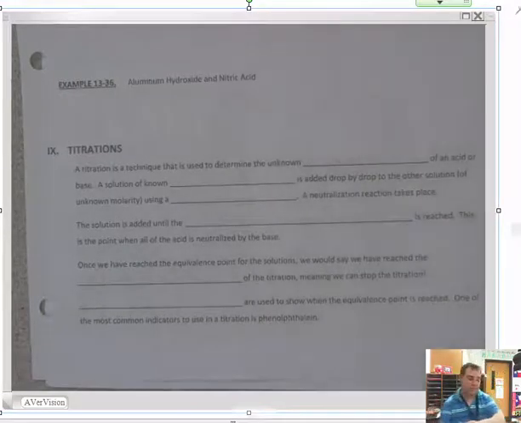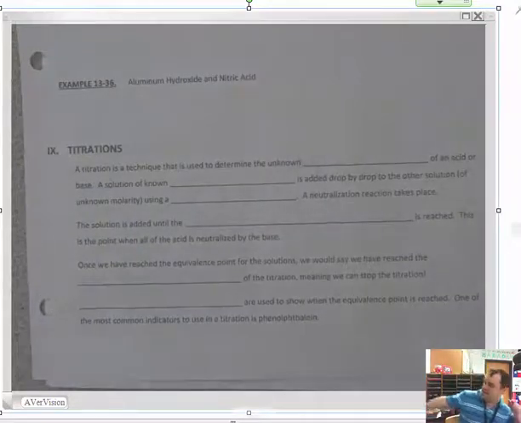Good titration. At neutralization. Good titrations. Neutralizations.